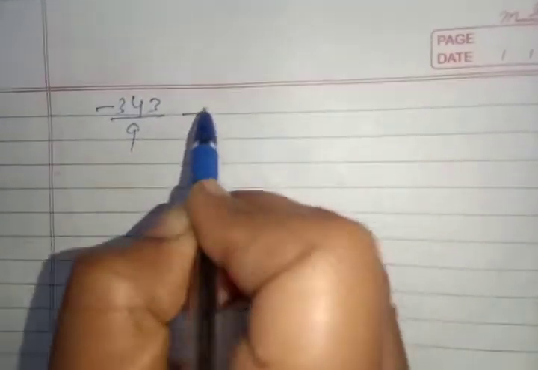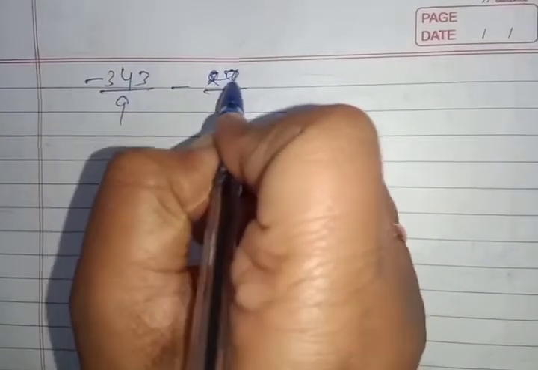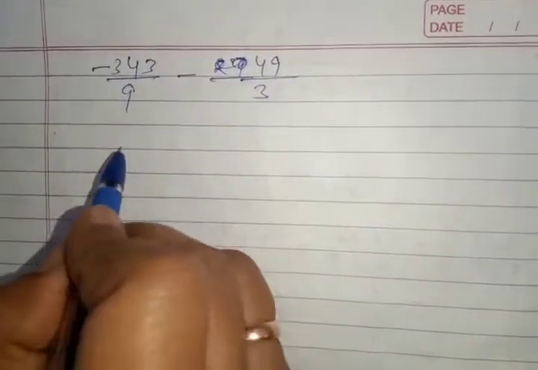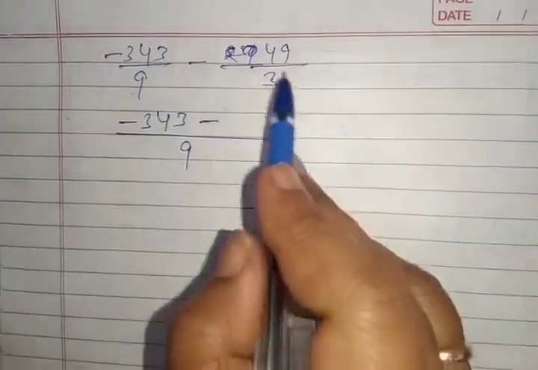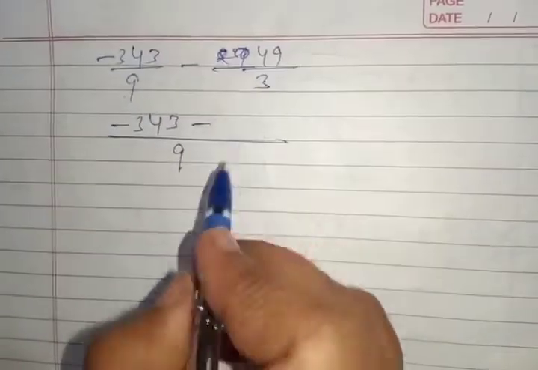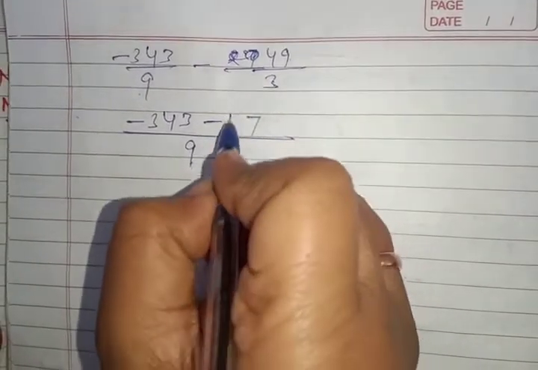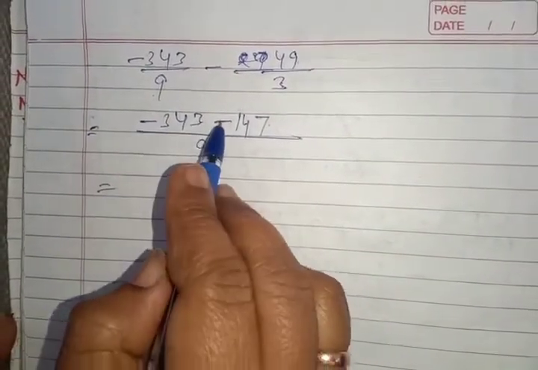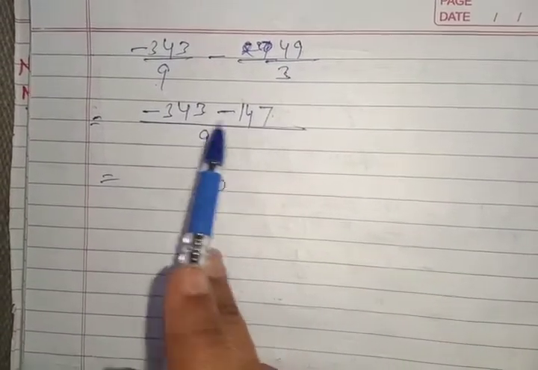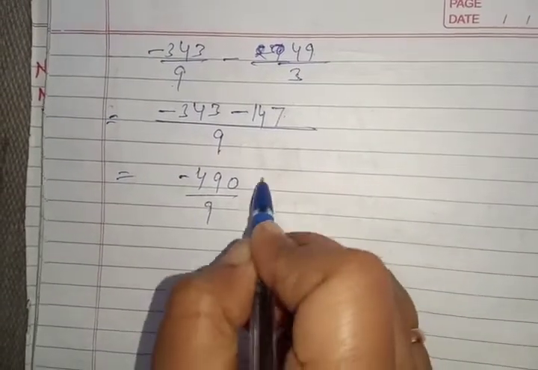So minus 343 upon 9 and minus 49 upon 3. The LCM of 9 and 3 is 9, and this is minus 343 minus, when you divide 9 by 3 you get 3, multiply with 49, it is 147. Solve it. Minus minus is plus, we add these two numbers. So it is minus 490 by 9. So this is our remainder.